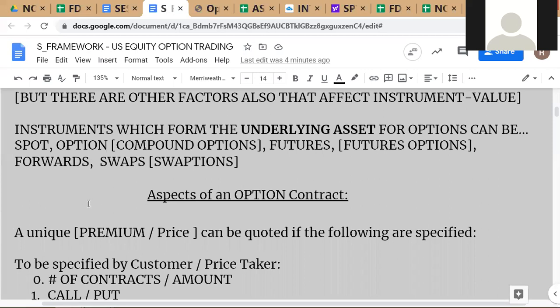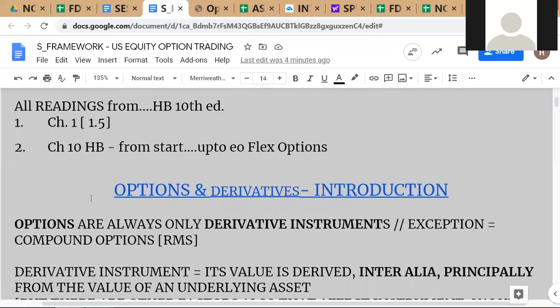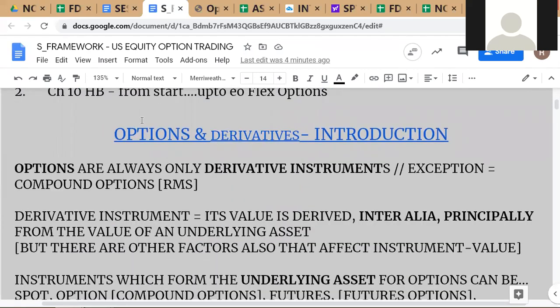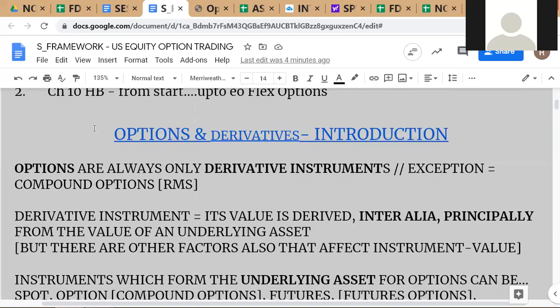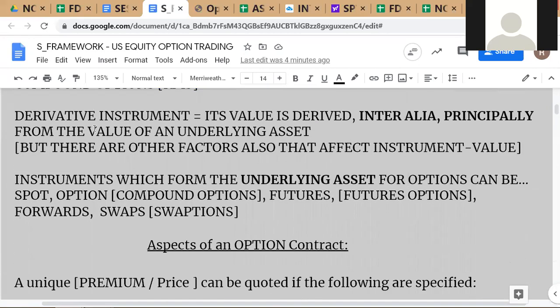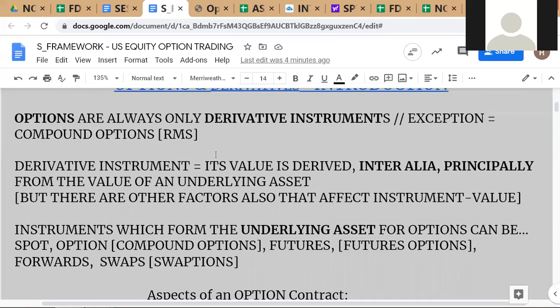So I've highlighted the topics here like this, so you make sure that you make your own notes. These are all markers for you. You can figure out, okay, these are the concepts I need to be clear about. What is a derivative instrument? What is an underlying asset? What is the definition of a derivative? Why did I change the definition to add the word principally?